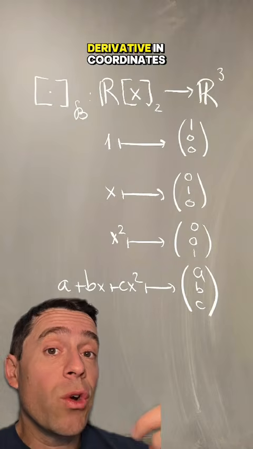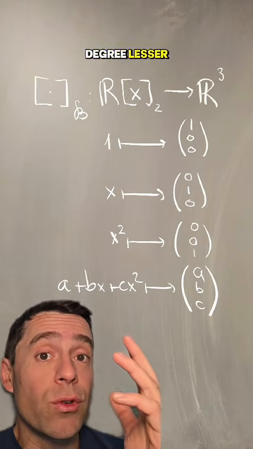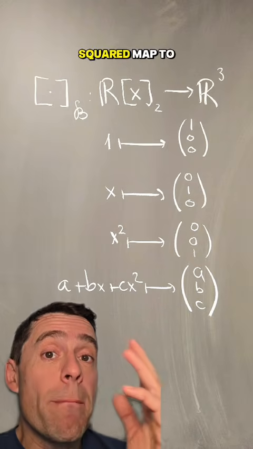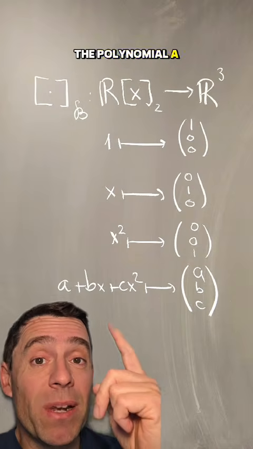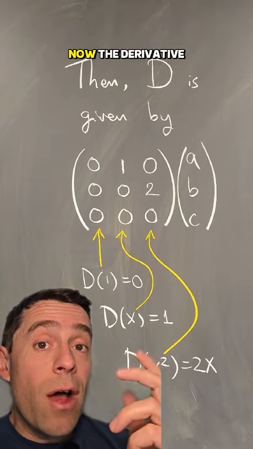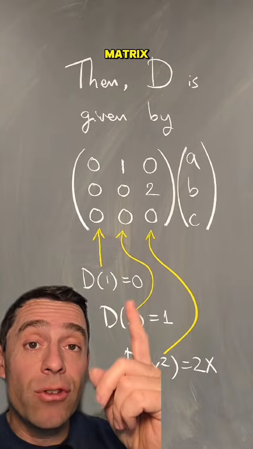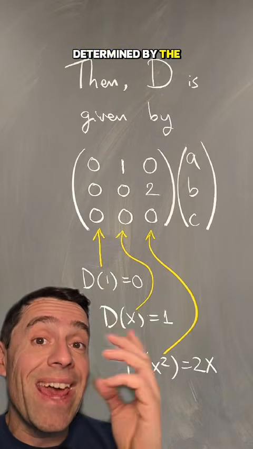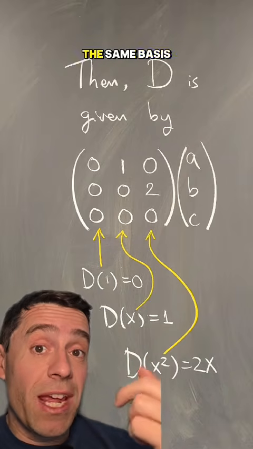To express the derivative in coordinates, what we're doing under the hood is an isomorphism between polynomials of degree less or equal to 2 and R3, such that 1, x, and x squared map to the canonical basis of R3, and so that the polynomial a plus bx plus cx squared maps to the vector (a, b, c). Now, the derivative map is linear, so it will be given in coordinates by a matrix, in this case a 3x3 matrix, whose columns are determined by the image of the basis vectors with respect to the same basis.